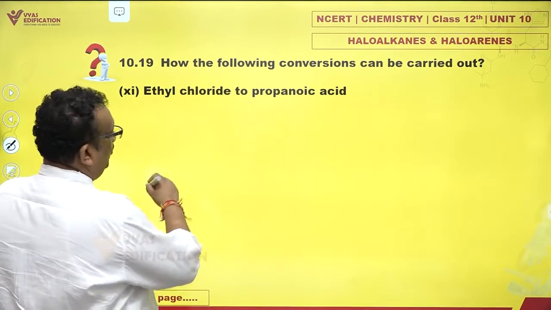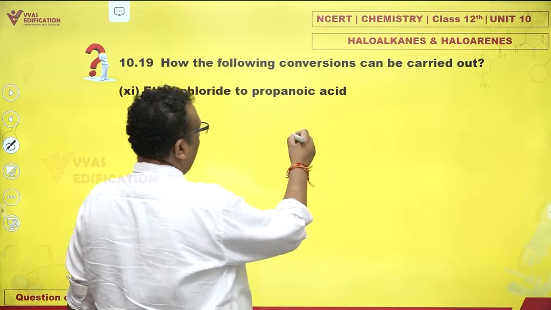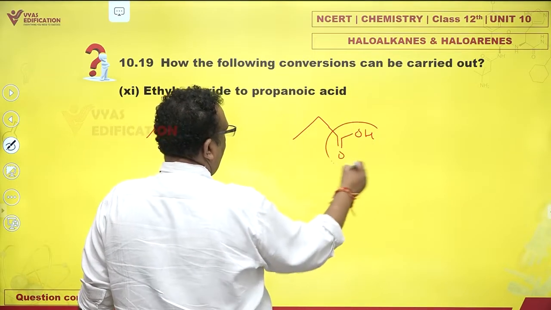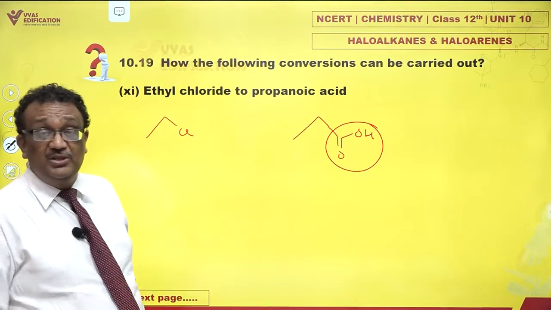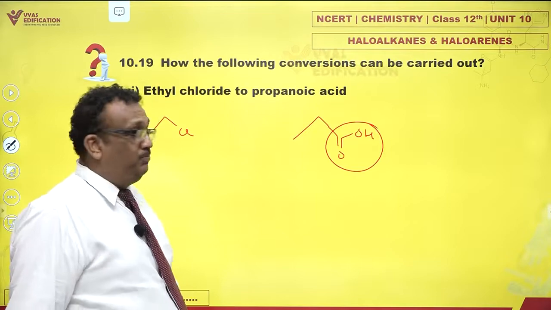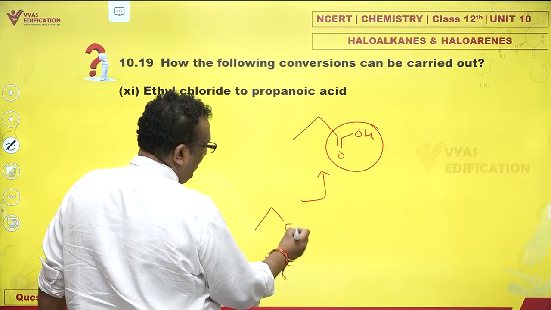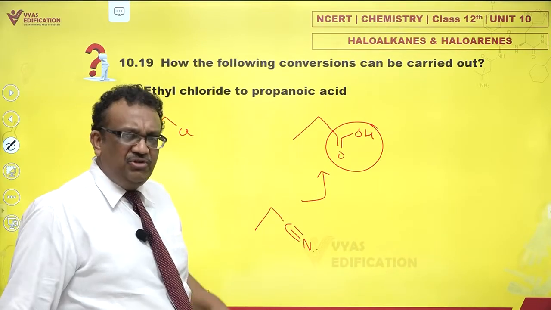Ethyl chloride to propanoic acid. We just did something very similar. From 2 carbons, you are going to 3 carbons. That means you have to add 1 carbon and it has to be a COOH group. Imagine you have cyanide here. When you imagine COOH, imagine cyanide. That's a trick.